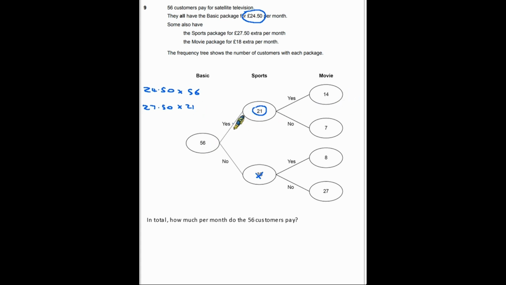Well, out of the 21 sports subscribers, 14 of them also have movies. But also in the bottom half, of these people who don't have sports, 8 of them do have the movie package. So we need to add these two numbers together. There are 22 of them. So £18 a month is being paid extra by 22 of the customers. The first thing we have to do is work out these 3 totals, and then we simply total them.